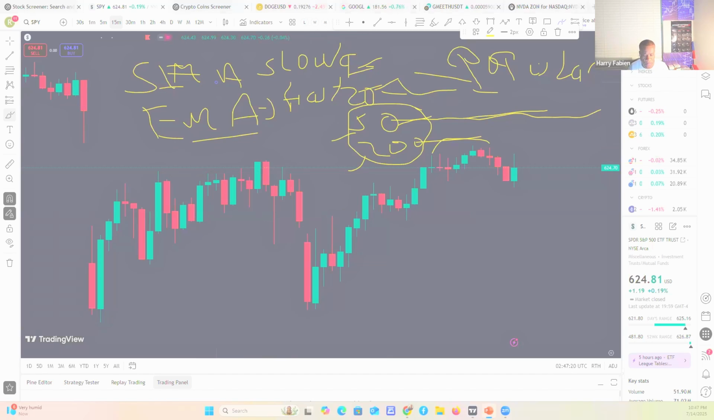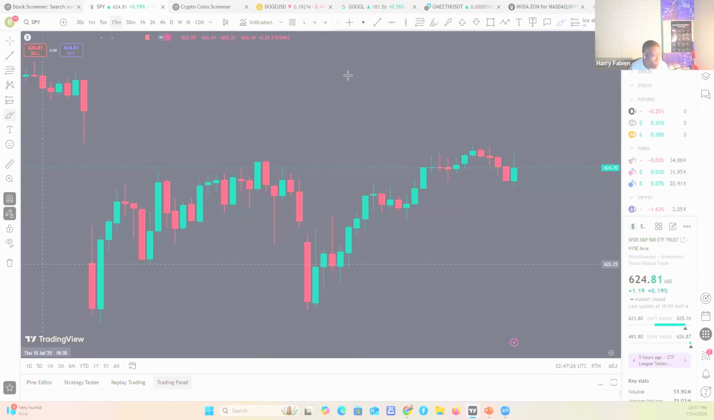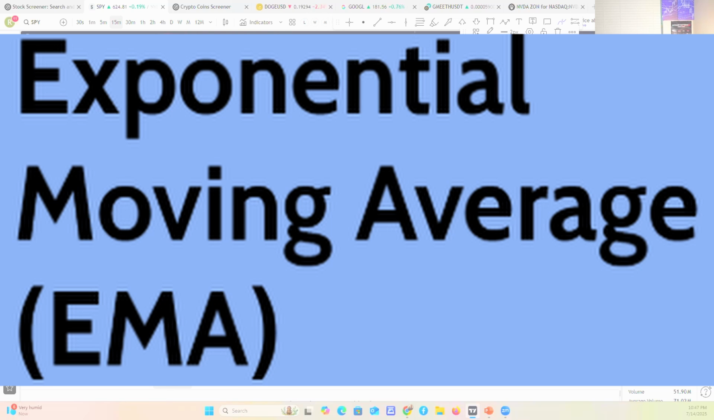Now, the 9 moving average, I'm going to show you how to add them. We have the 9 and the 21 or 20 moving average, which are very fast. Those are the exponential moving averages, the EMA.